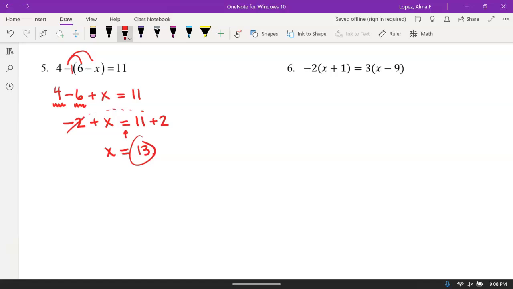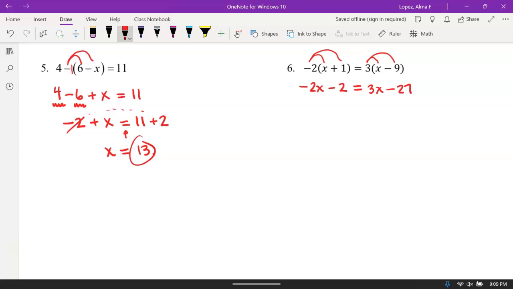On number 6, we have parentheses on both sides. So I'm going to start by distributing the negative 2 onto the first parentheses, and on the other side, distribute the 3 onto the second parentheses. I do have that equal sign. I'm going to keep track of him. Negative 2 times x is negative 2x, and negative 2 times 1 is minus 2. On the other side, 3 times x is 3x, and 3 times negative 9 is negative 27.